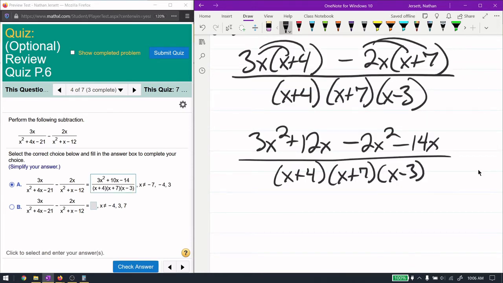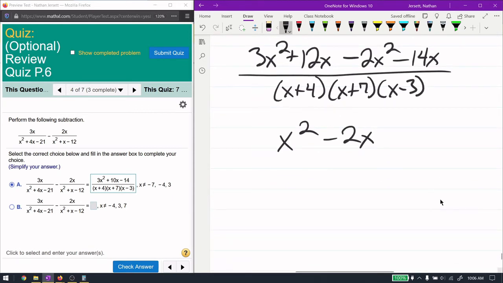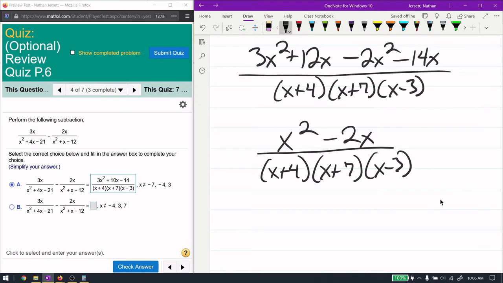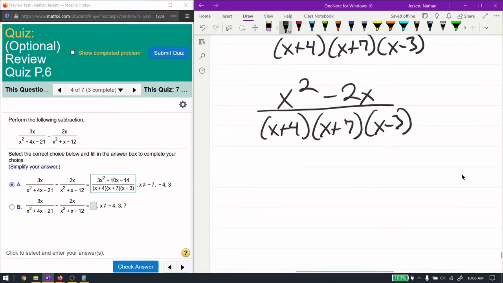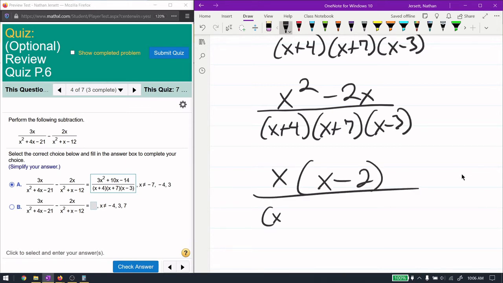So now we combine like terms, and we have 3x squared minus 2x squared, that gives us x squared. 12x minus 14x is negative 2x. It's still over the same denominator, so it's going to be x plus 4, x plus 7, and x minus 3. Now I can factor the top. I can take out an x from both of these things. That gives me x times x minus 2 all over x plus 4, x plus 7, x minus 3.